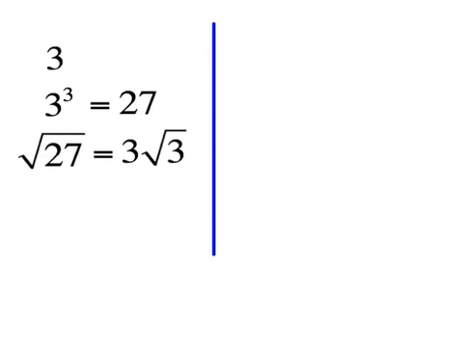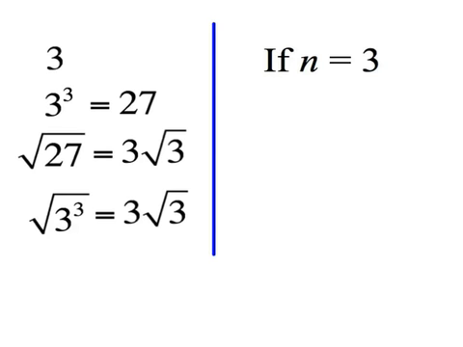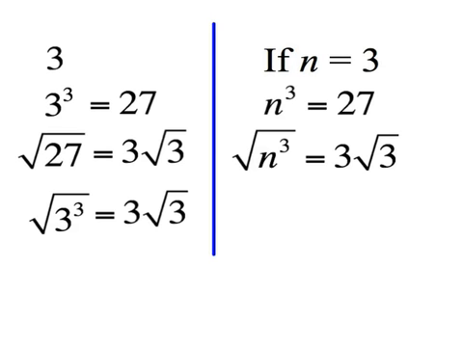We'll look at the 3 again, and now we're going to cube it. And of course that's 27. And then we're going to take the square root of 27, which in simple radical form is 3 root 3. So the square root of 3 cubed is 3 root 3. Now if n is equal to 3, then n cubed is 27. And the square root of n cubed is 3 root 3. And another way to write that is n root n, because n is equal to 3.